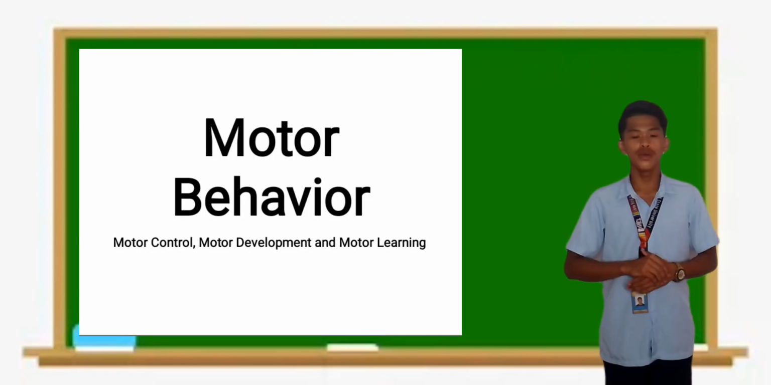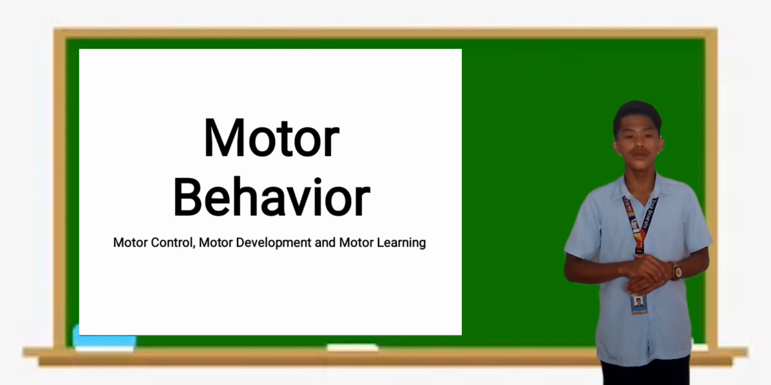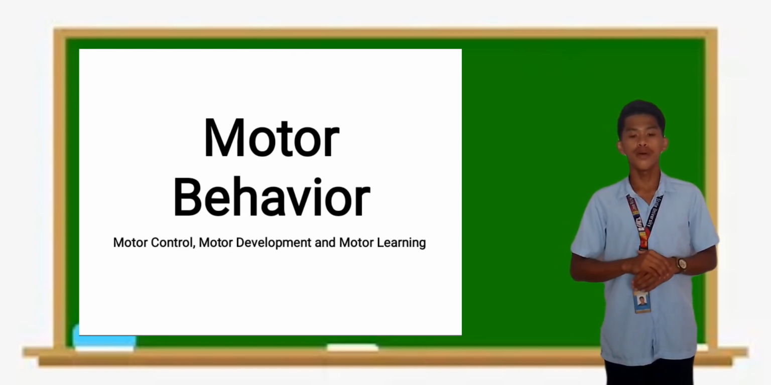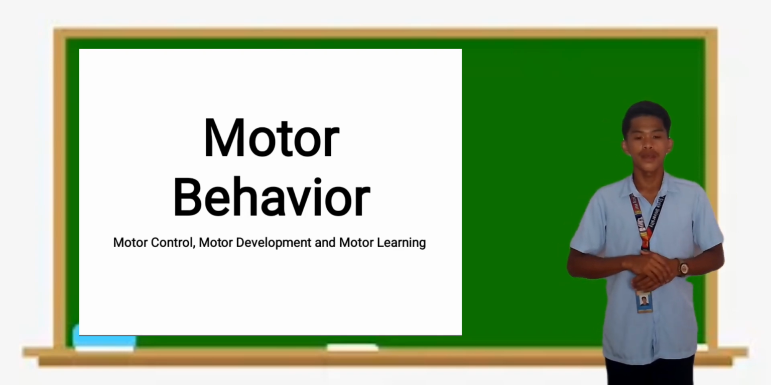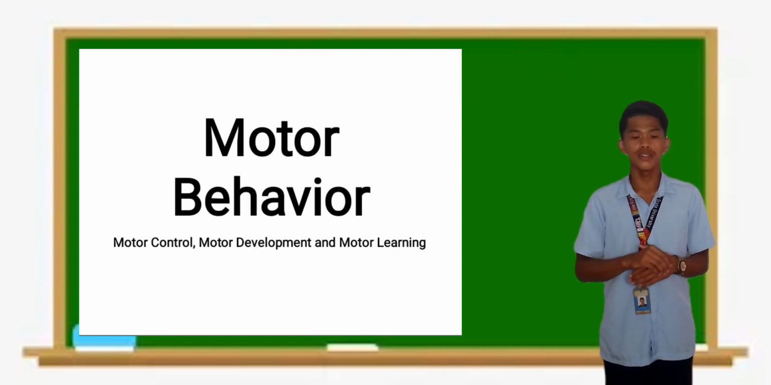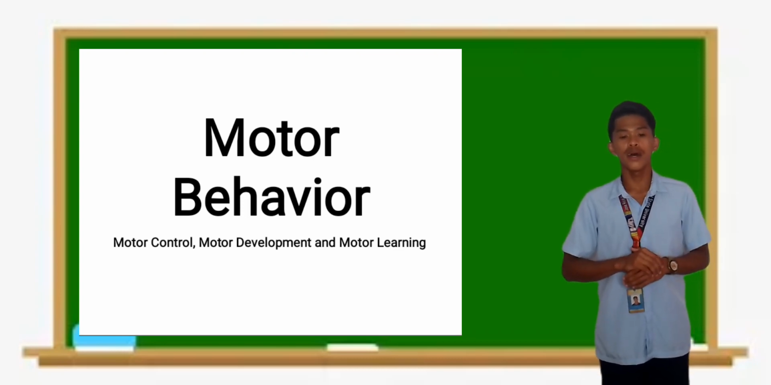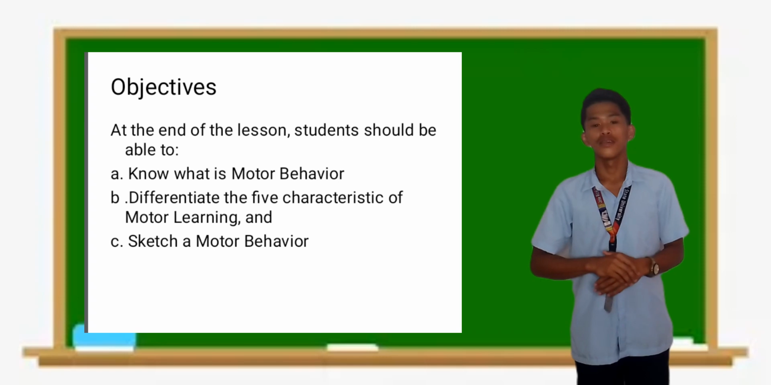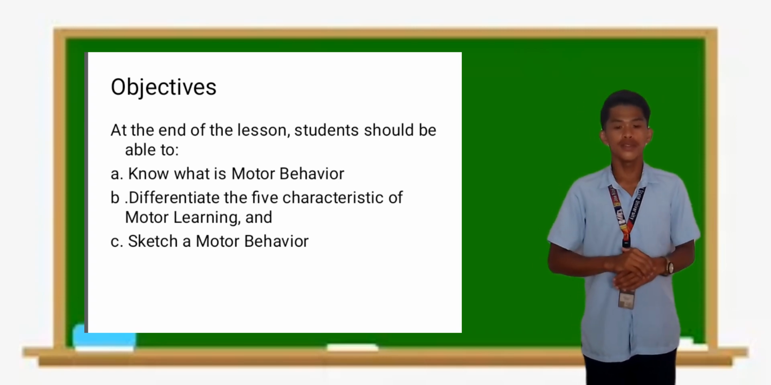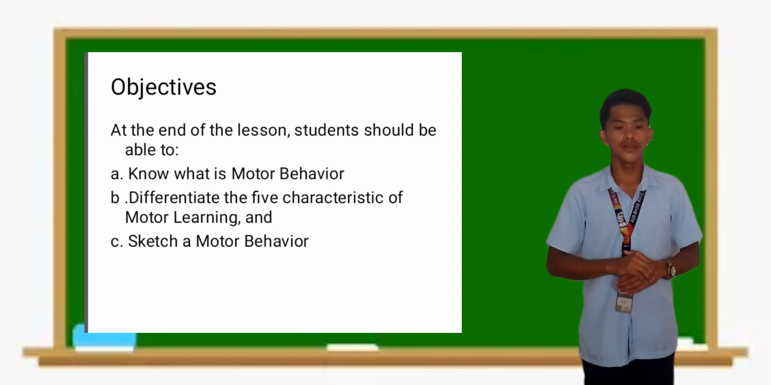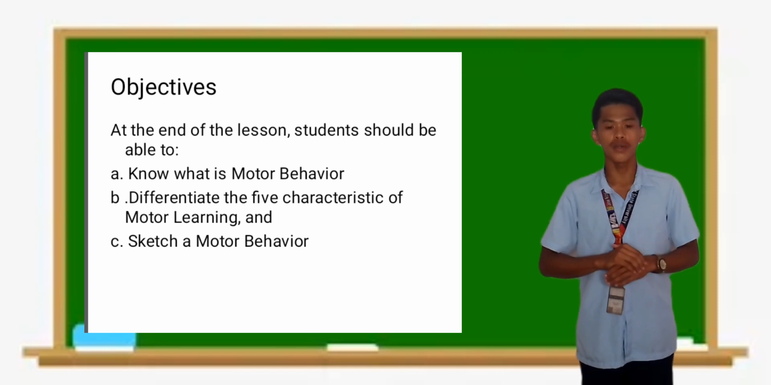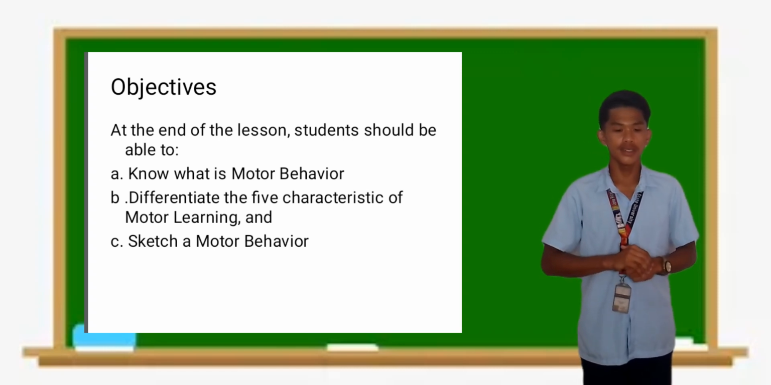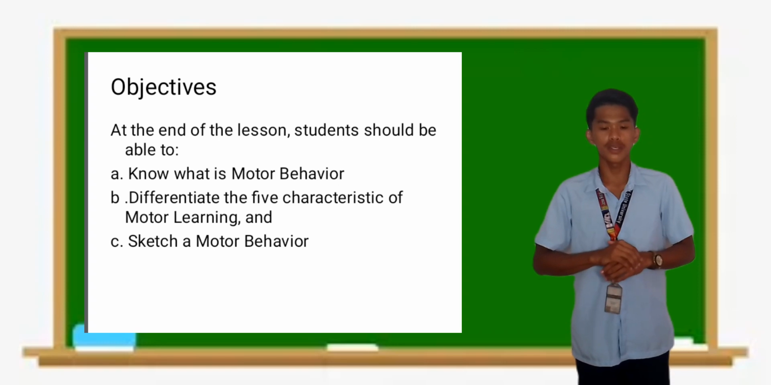So we will be going to discuss motor behavior, motor control, motor development, and motor learning. Before I start the discussion, please let me read the class objectives. At the end of the lesson, students shall be able to: A. Know what motor behavior is, B. Differentiate the 5 characteristics of motor learning, and C. Sketch an example of a motor skill.